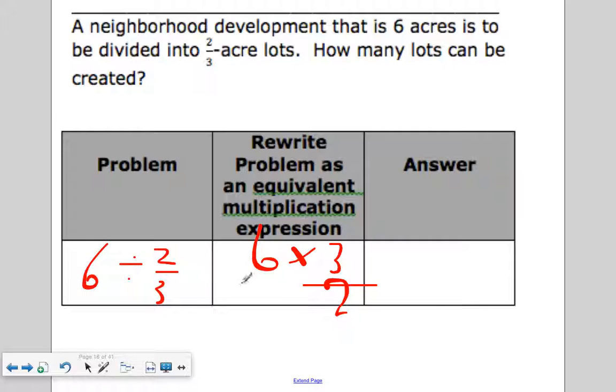So, here it is. Keep the 6. Change the division into a multiplication. And what's the reciprocal of 2/3? 3/2. 6 times 3 is 18. 18 halves is 9.